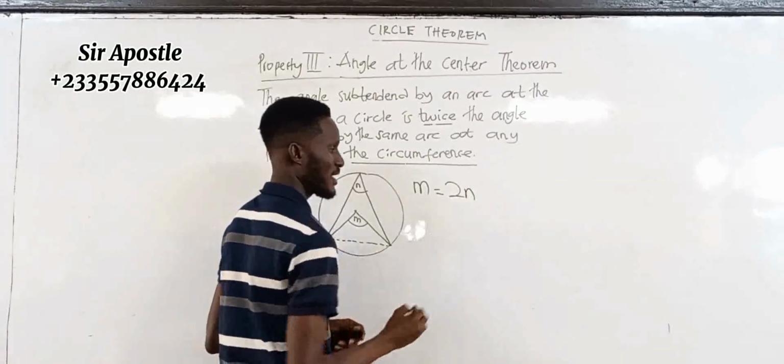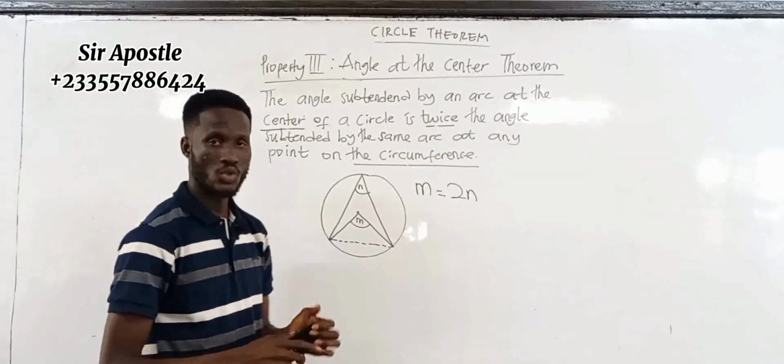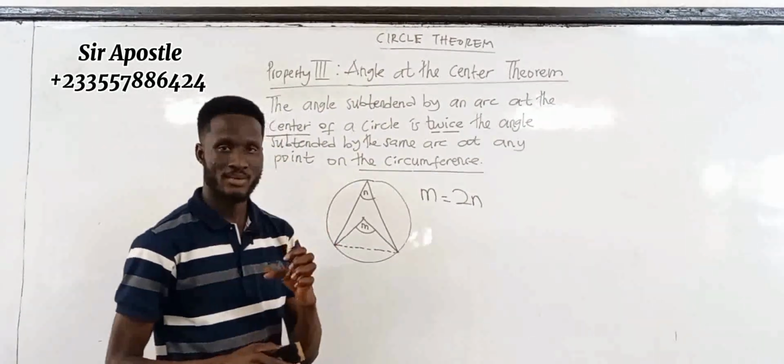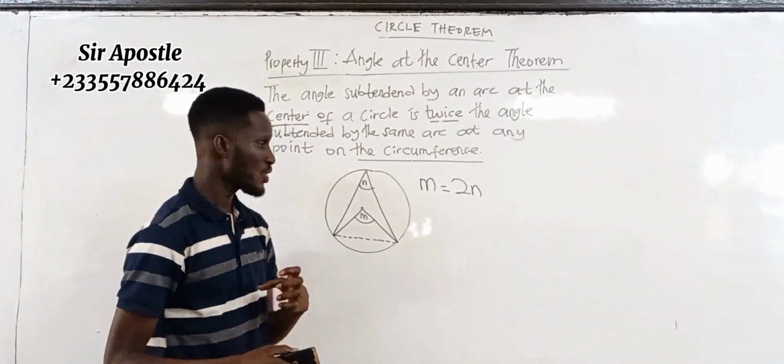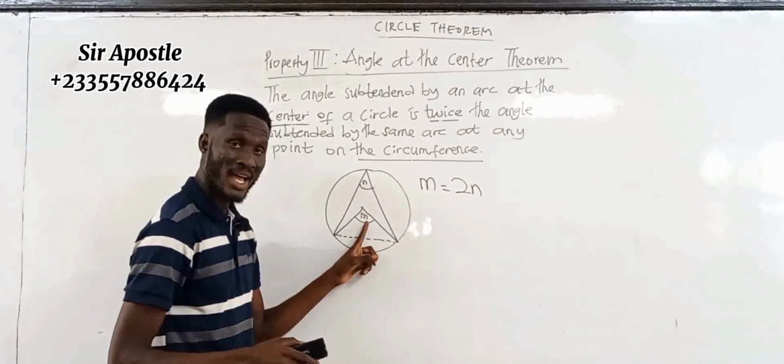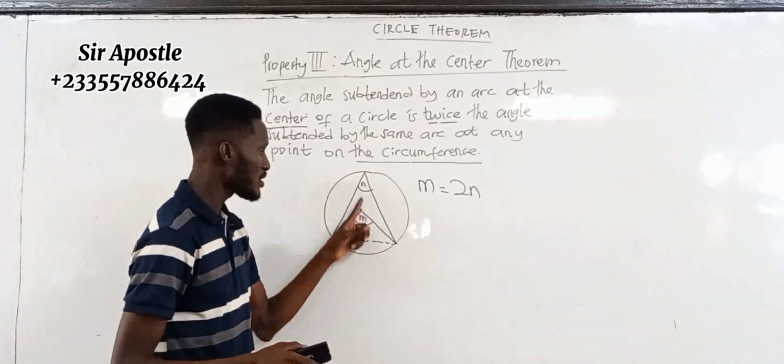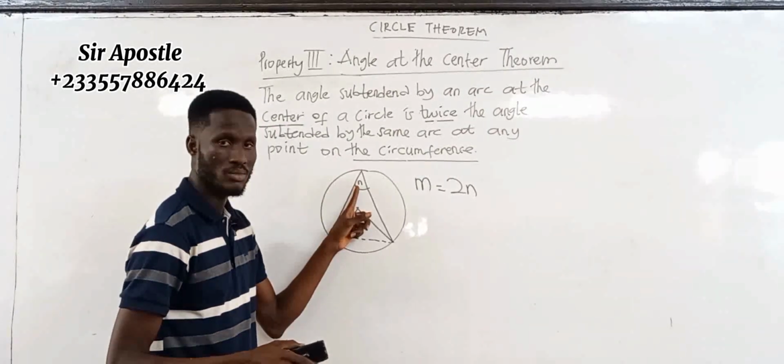The angle at the circumference of a circle is L. So this is very simple. This is what you have to know. So the angle at the center is the same as you multiply this one by 2.